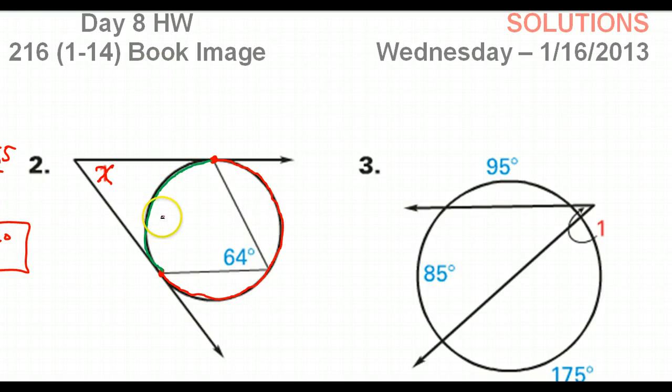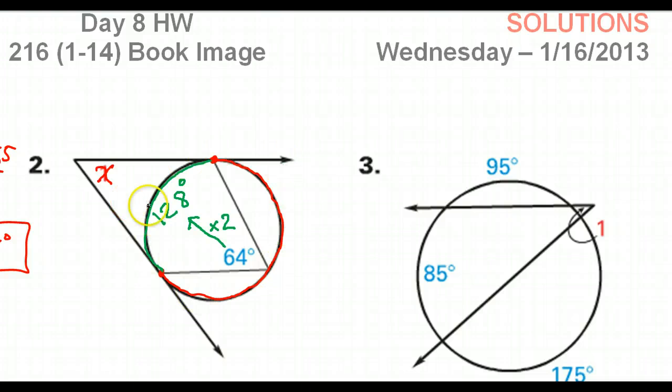So that means the green arc is going to be 128 degrees. And so that just came from doing that because we doubled it. So we've got the green arc. Now we just need the red arc.